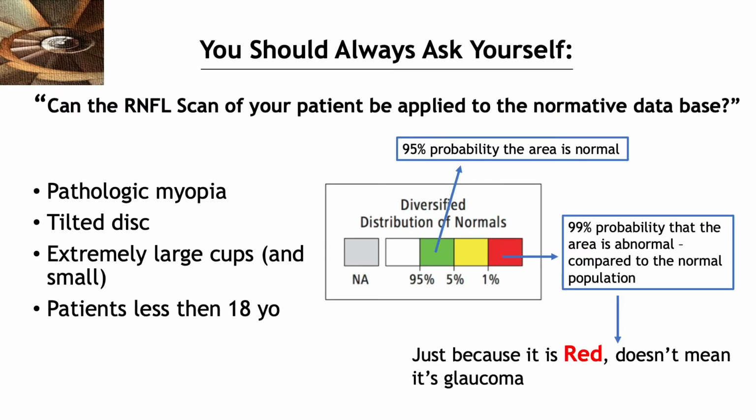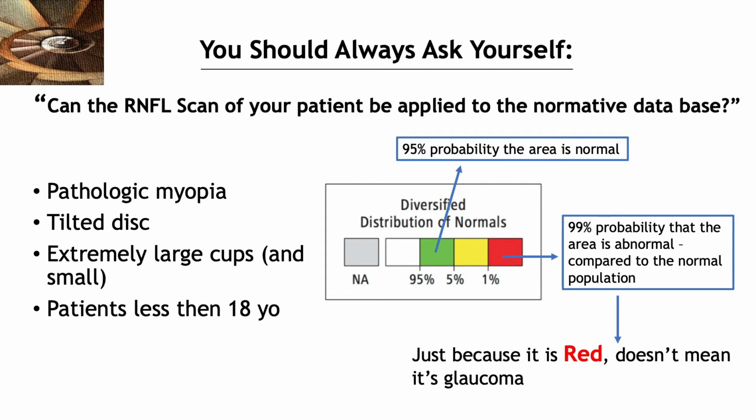The second rule that I always ask myself when I'm looking at a patient, just picking up my 90, looking at an optic nerve, the question is, can the RNFL scan of this optic nerve really be applied to the normative database? And we recognize that that normative database is predicated on a normal age-matched population. So there are some situations where you're not able to apply that.